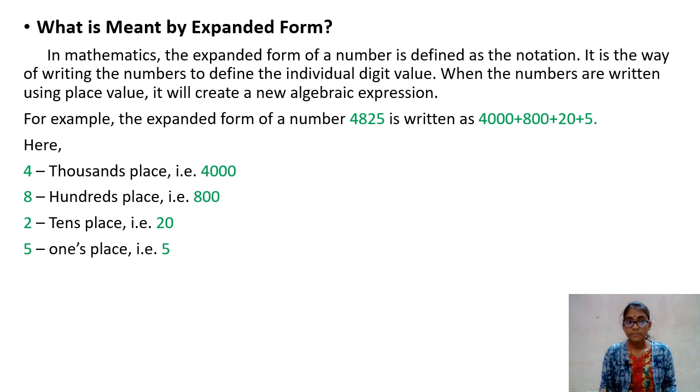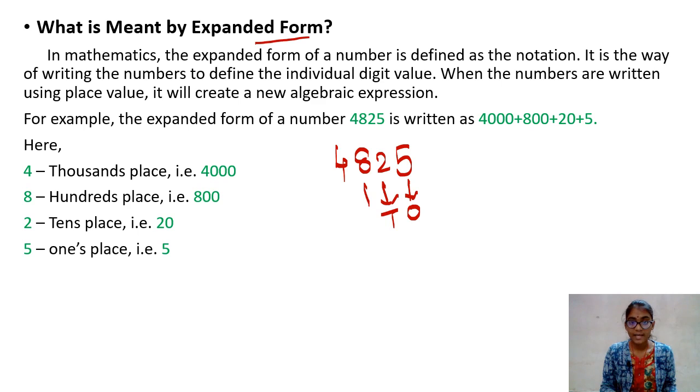And what is meant by an expanded form? An expanded form is nothing but we should elaborate that number. Let us see this example only. 4825. As you know that 5 is ones place, 2 is tens place, 8 is hundreds place, 4 is thousands place, right? You should expand this whole term, then it is called as an expanded form.